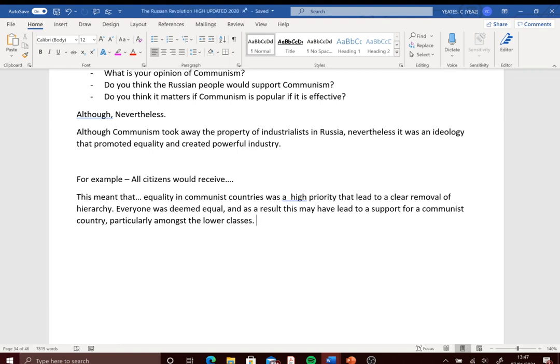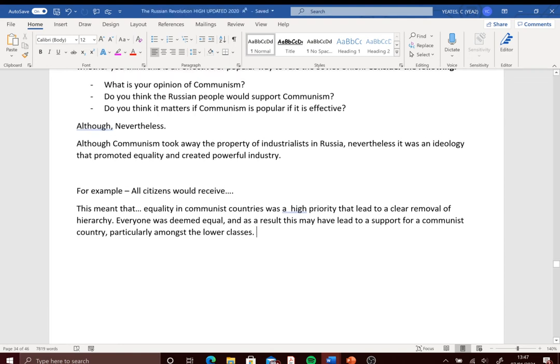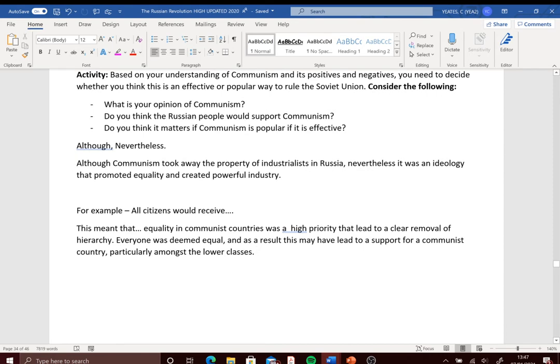And again, this is just a very simple one. I haven't done most of these things. I haven't really given my opinion of communism. I haven't answered whether or not the Russian people would support communism. And this question is such a high-thinking question: does it matter if communism is popular, if it's effective?